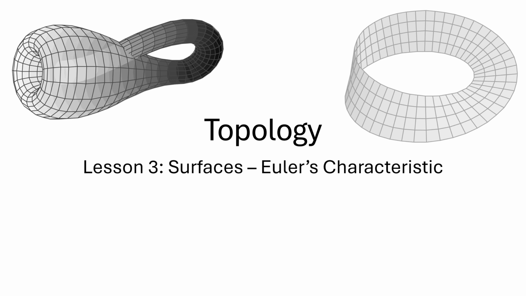Welcome to Topology Lesson 3 on surfaces. We're going to talk about Euler's characteristic. That's actually the equation we mentioned. We didn't give you the actual constants, but the equation we mentioned at the end of the last lecture, I'll give you the answer on the next slide.